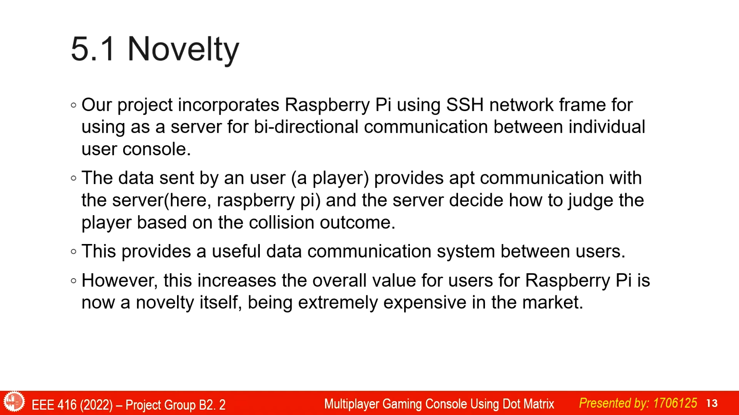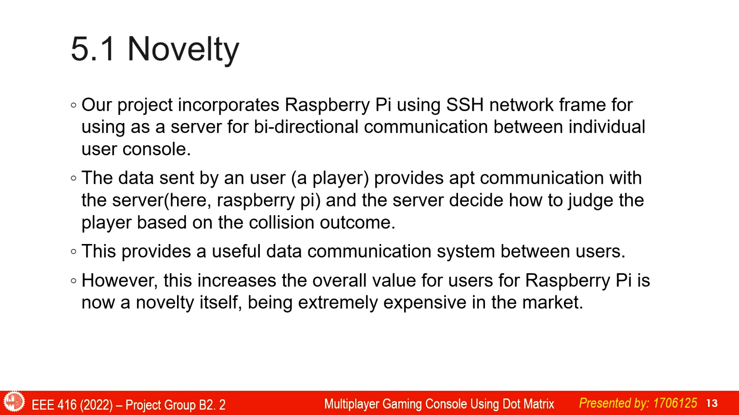Here is the novelty that our project incorporates: Raspberry Pi using SSH network frame as a server for bidirectional communication between individual user consoles. The data sent by a user provides a communication with the server. Here Raspberry Pi is used, and the server decides how to judge the player based on the collision outcome. This provides a useful data communication system between users.